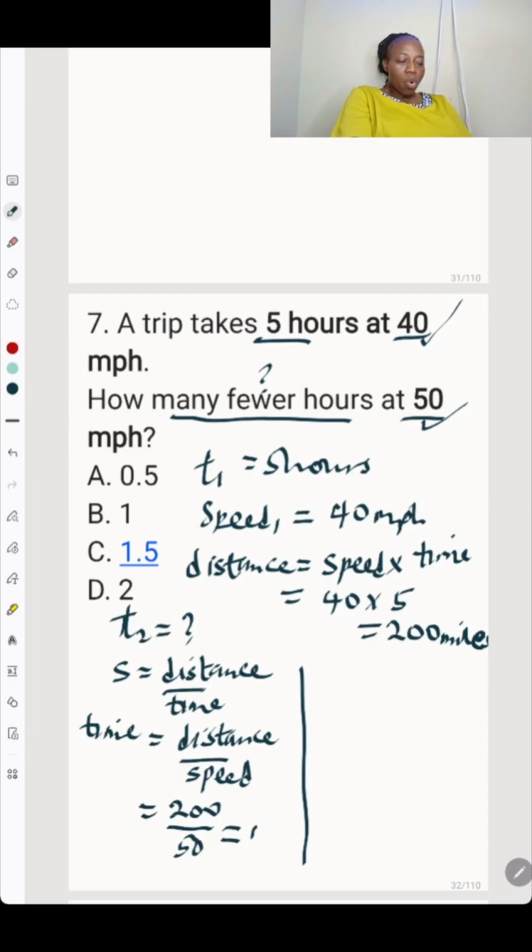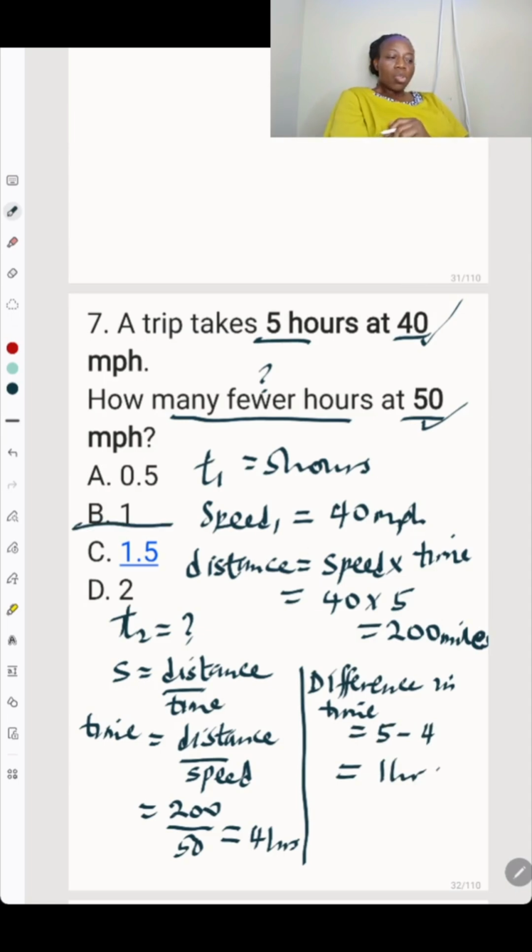This is going to be 4 hours. So that means for the second speed, there is 4 hours time. So for us to know the difference in time, that's what the question is asking for. So the difference in time will now be what? The first time is 5, the second time is 4. So that will now be 1 hour, and that's B.